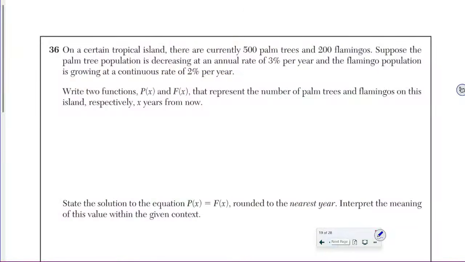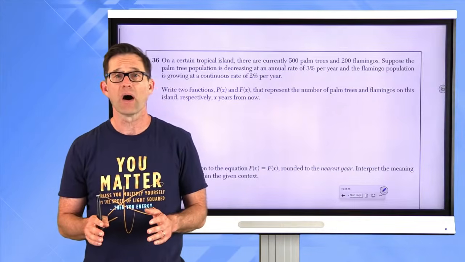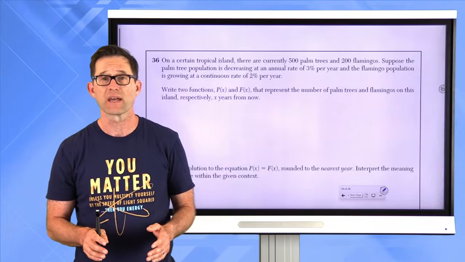On a certain tropical island, there are currently 500 palm trees and 200 flamingos. Love it. Suppose the palm tree population is decreasing at an annual rate of 3% per year, maybe due to the flamingos, and the flamingo population is growing at a continuous rate of 2% per year. Write two functions, p of x and f of x, that represent the number of palm trees and flamingos on this island, respectively, x years from now. All right, great. This is kind of nice. Some very basic, easy exponential modeling in the first part of the problem, then we'll take a look at the second part of the problem.